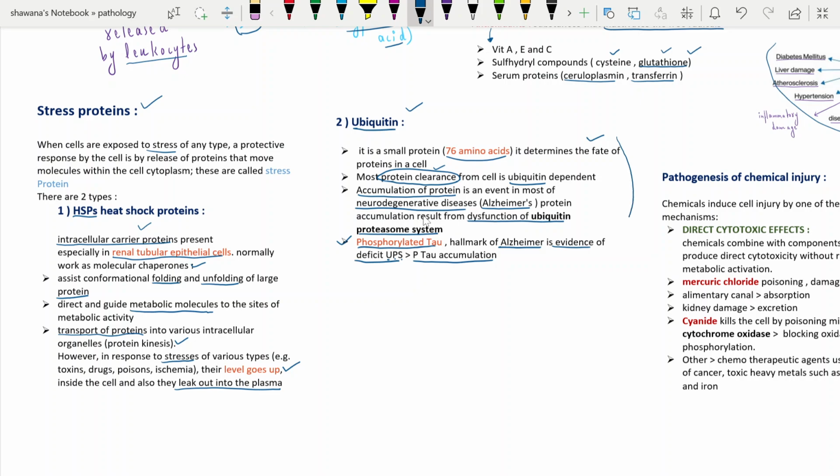The conclusion for this paragraph is that the ubiquitin proteasome system causes the protein clearance from the cell, but if the system is dysfunctional, it causes protein accumulation, and it is damaging to the brain and causes neurodegenerative diseases.